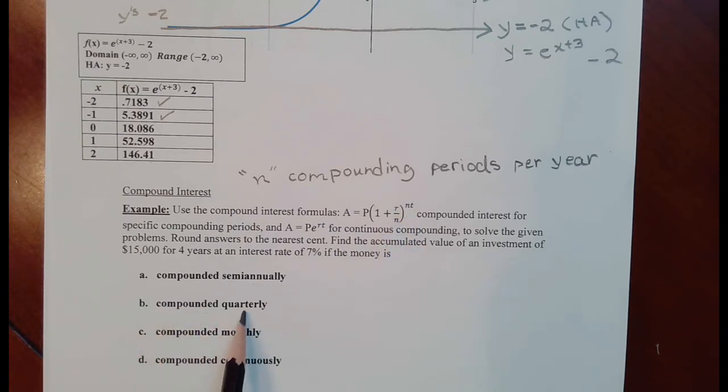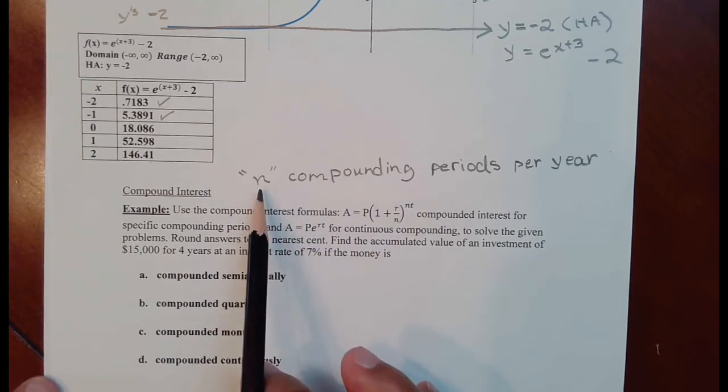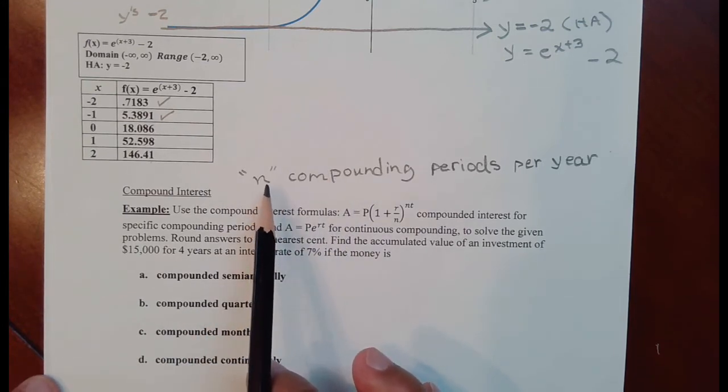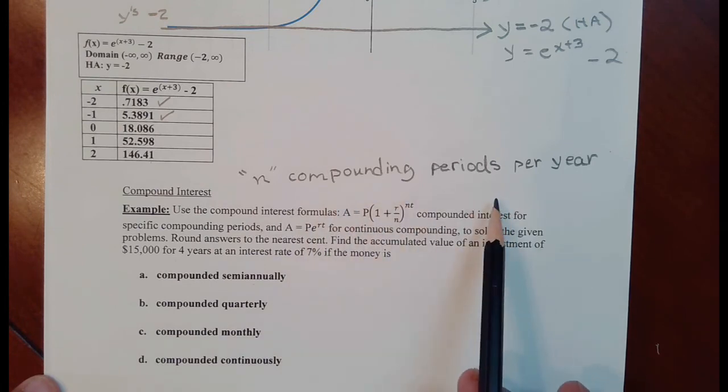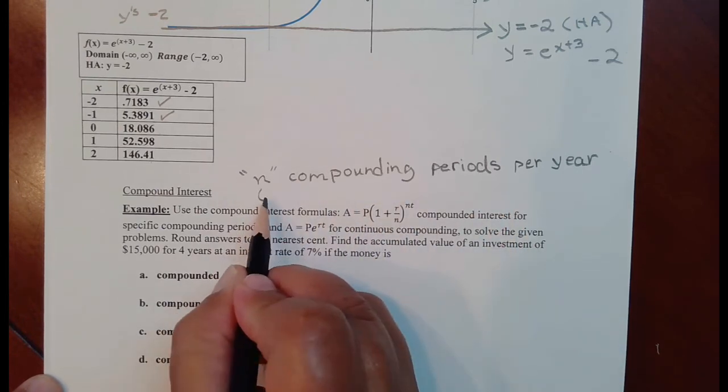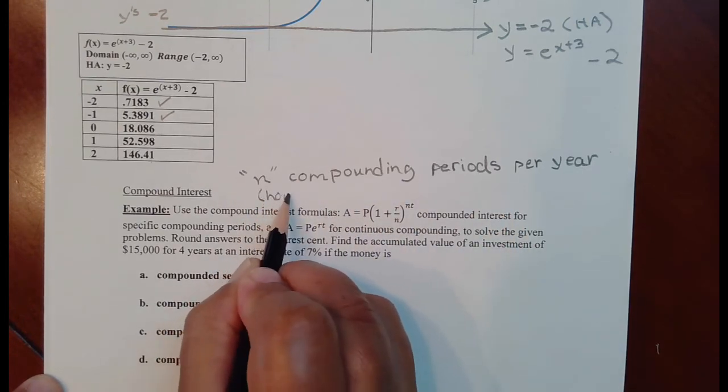And in layman's terms, it's how often you are paid interest. Okay, and so forth. So if it says compounded monthly, you're going to get paid 12 times a year. So that would mean N is 12.